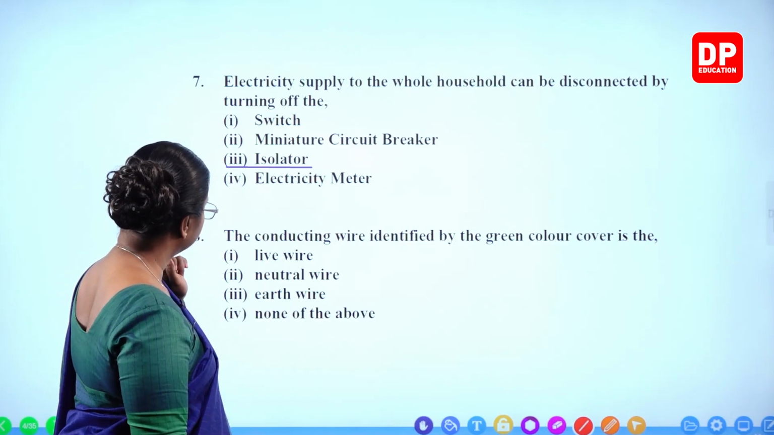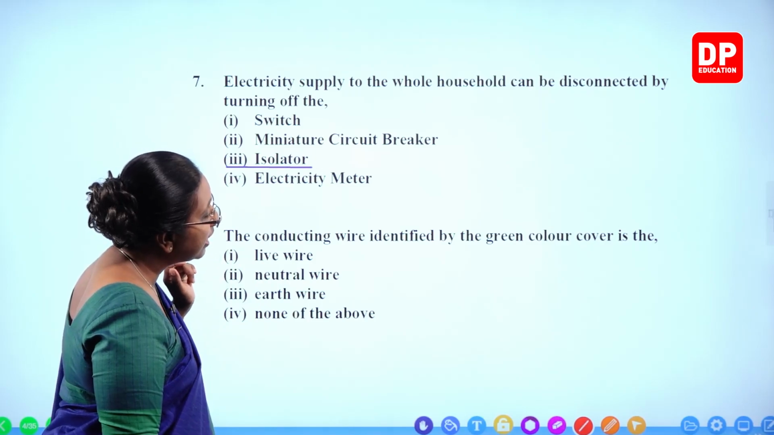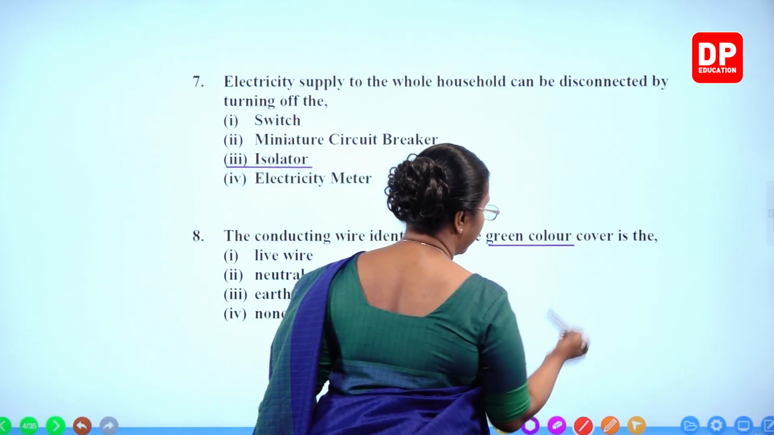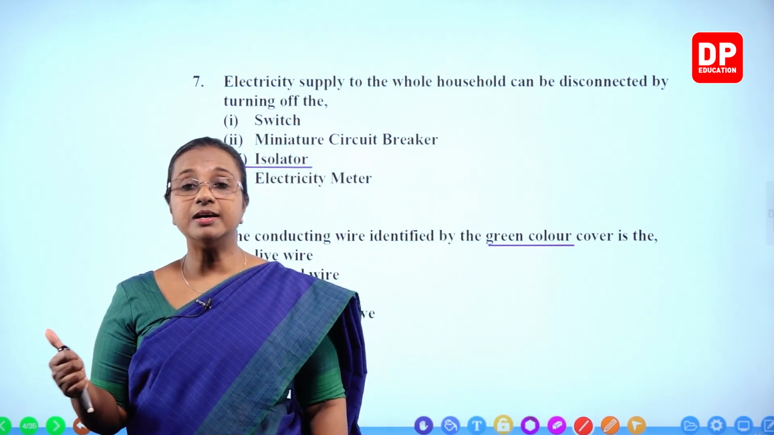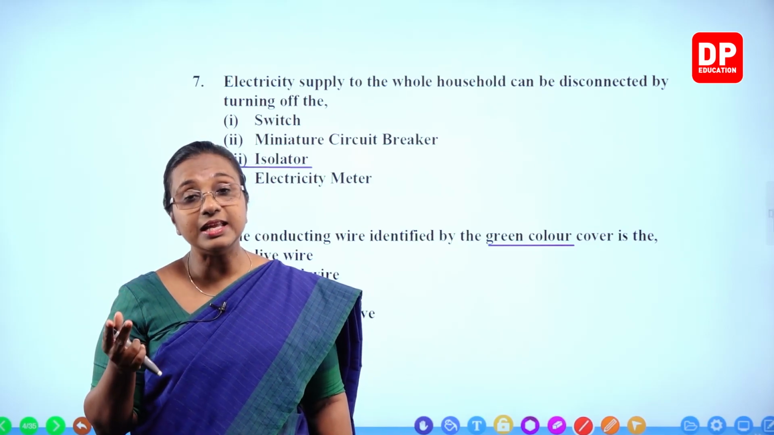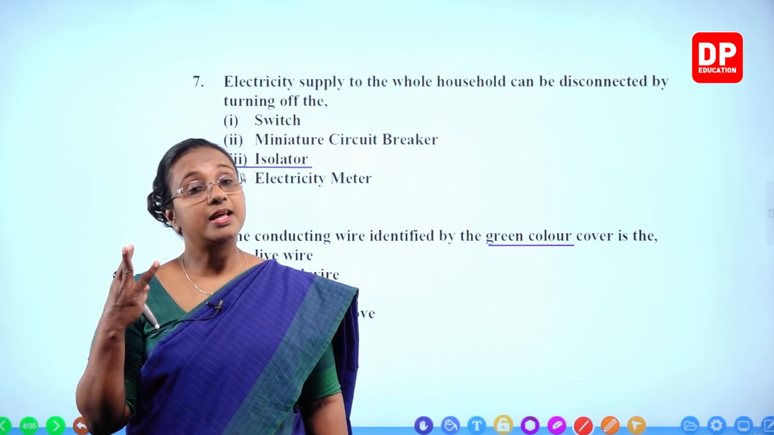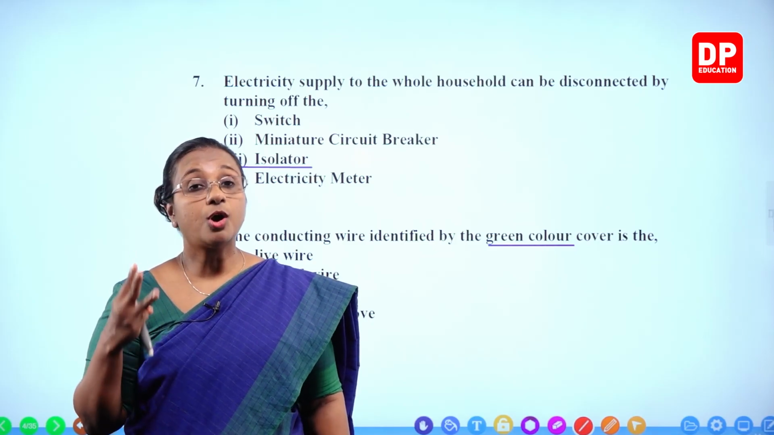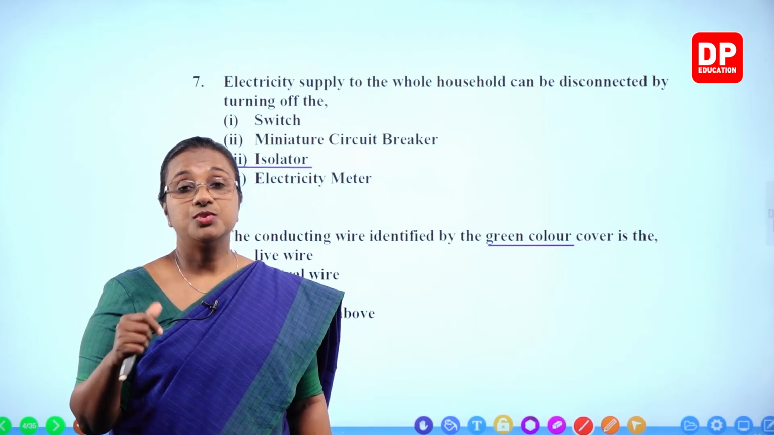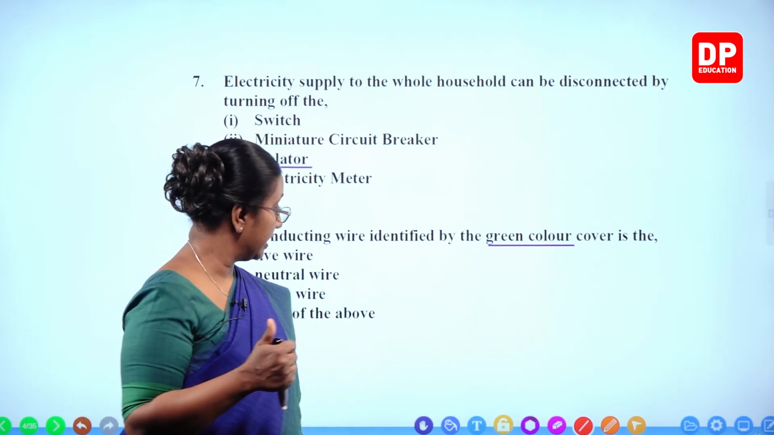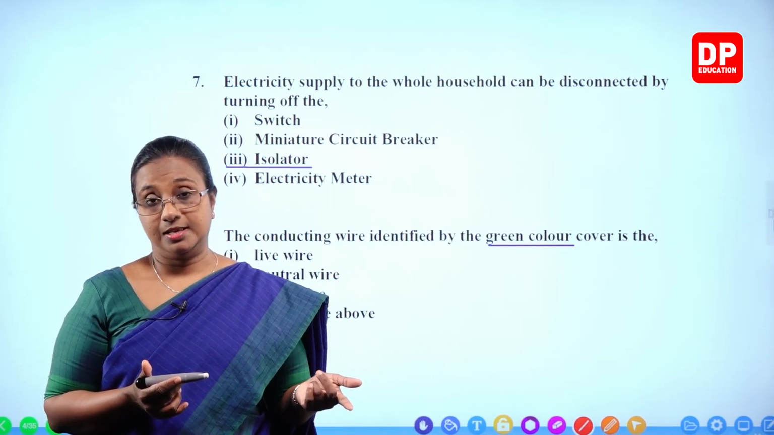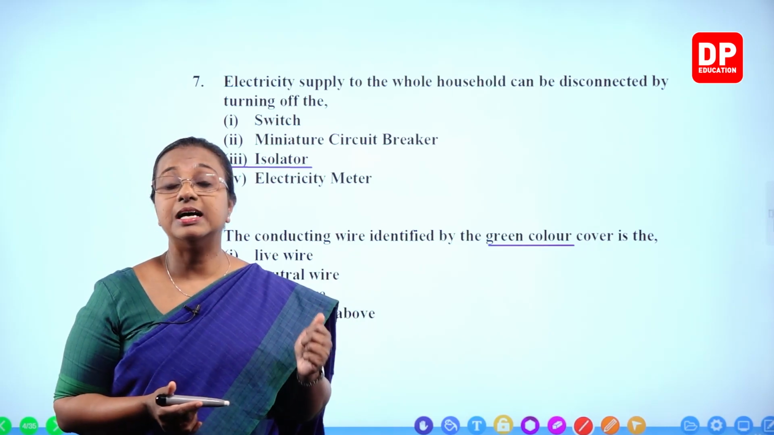Then the 8th one. The conducting wire identified by the green color cover. Now look at the color. There are 3 colors. If you remember, live wire is brown, neutral wire is blue, and the green color is the earth wire. There are 3 conducting copper wires covered by a PVC insulator cover, and different colors are used to identify them. So you know brown is live, blue is neutral and green is earth.